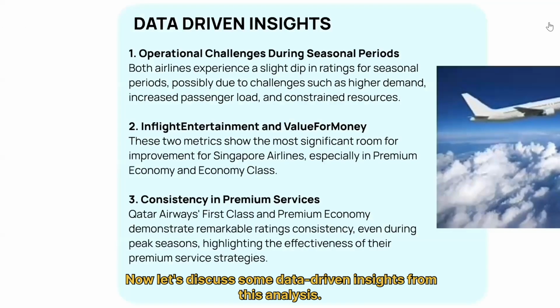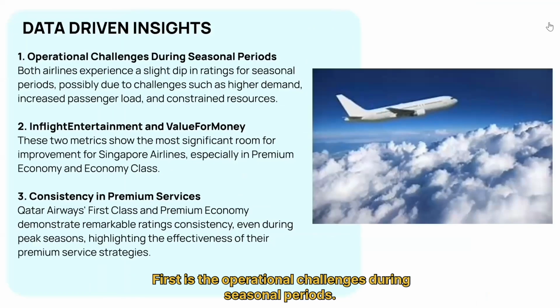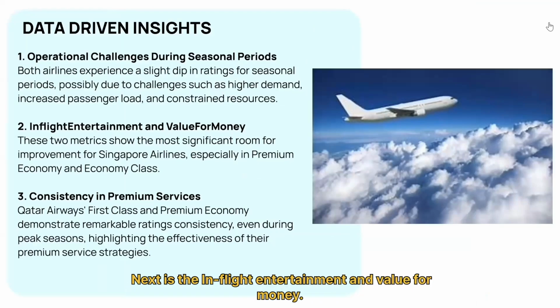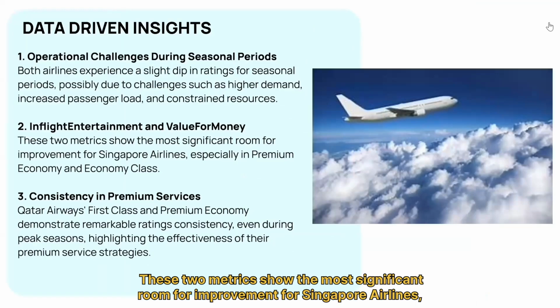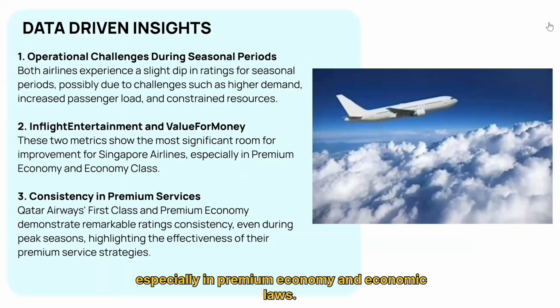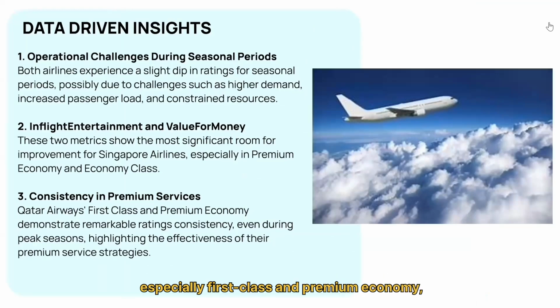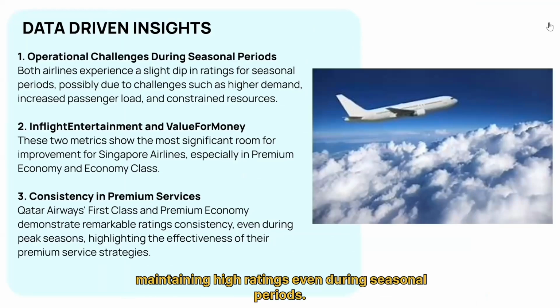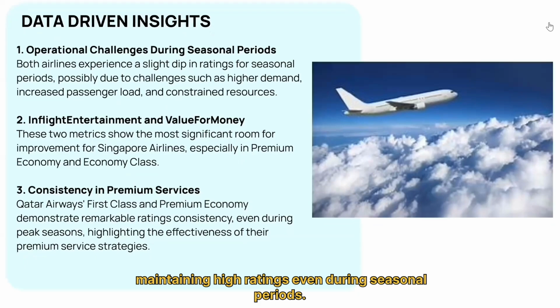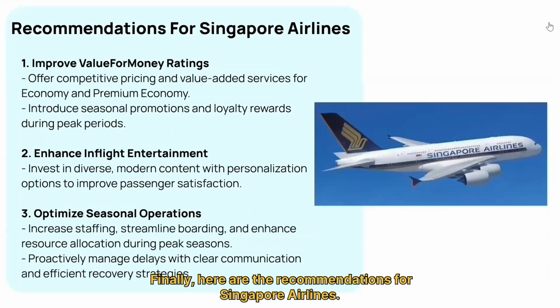Now let's discuss some data-driven insights from this analysis. First is the operational challenges during seasonal periods. Both airlines experience a slight dip in ratings for seasonal periods, possibly due to challenges such as high demand, increased passenger load, and constrained resources. Next is the in-flight entertainment and value for money. These two metrics show the most significant room for improvement for Singapore Airlines, especially in premium economy and economy class. Last but not the least is the consistency in premium services. Qatar Airways shows exceptional consistency in its premium services, especially first class and premium economy, maintaining high ratings even during seasonal periods. Finally, here are the recommendations for Singapore Airlines.